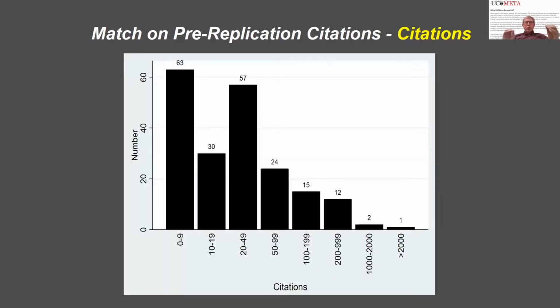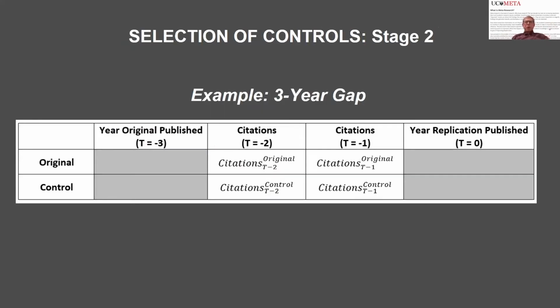This again is our 204 original studies. And most of these studies have 50 citations or less at the time the replication was published. Okay, so those are our two basic matching criteria. And now we want to go about the business of finding good controls for our original studies.